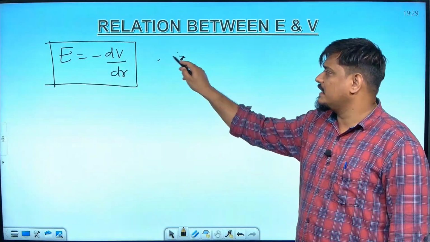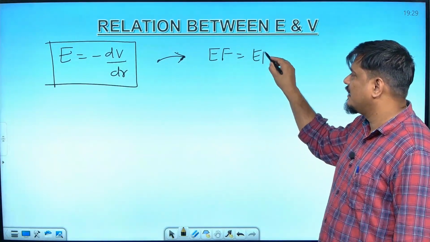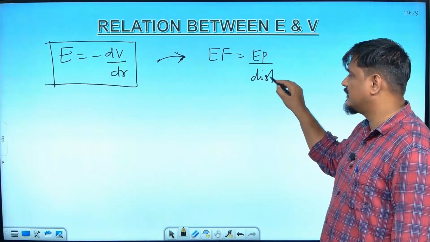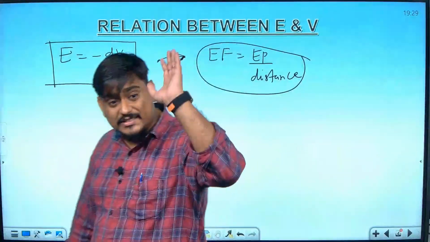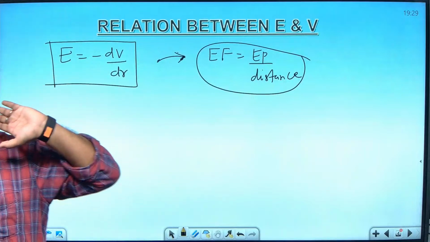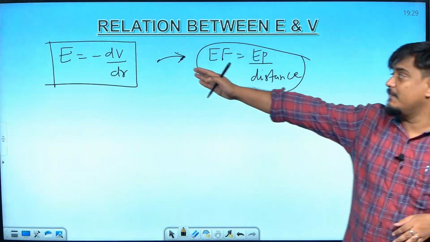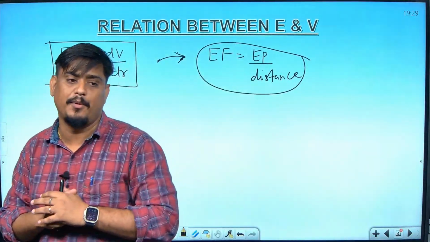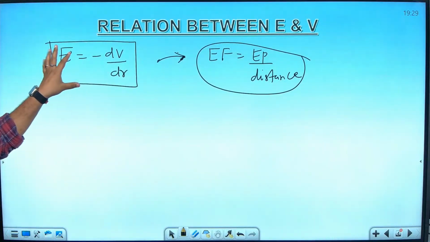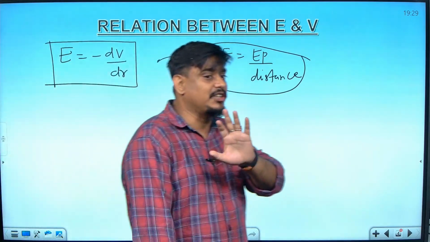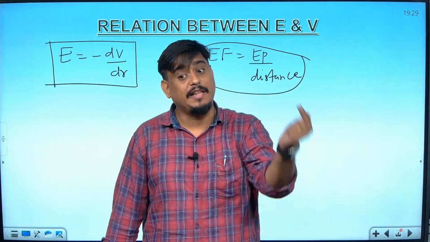In scalar terms we can also write that electric field is electric potential divided by distance. This is very important because it comes till the last chapter. Whenever we talk about potential barrier in semiconductors, there also we use this. So the relation between electric field and electric potential, the negative gradient, is very, very important. It means that electric field will always be in the direction of decreasing potential. Wherever the potential is decreasing, that is the direction of electric field.